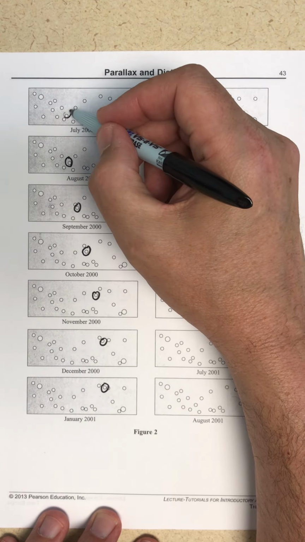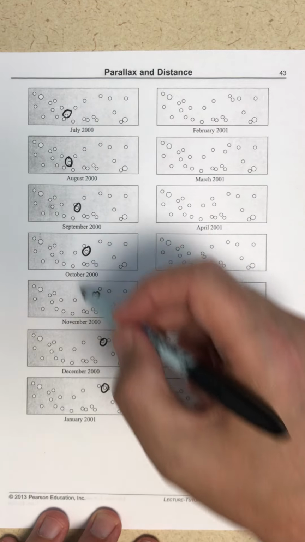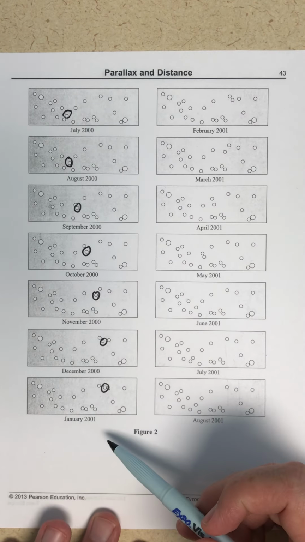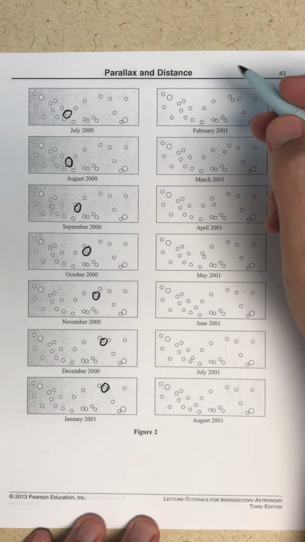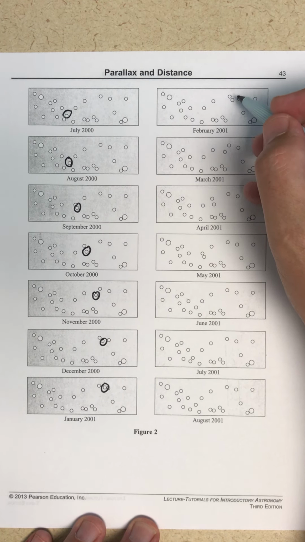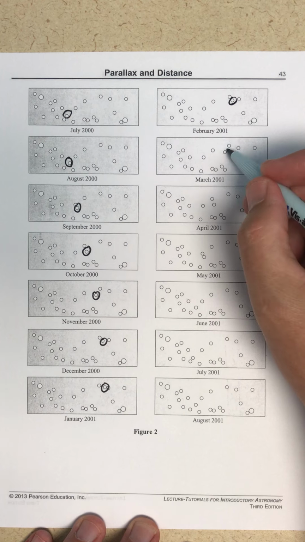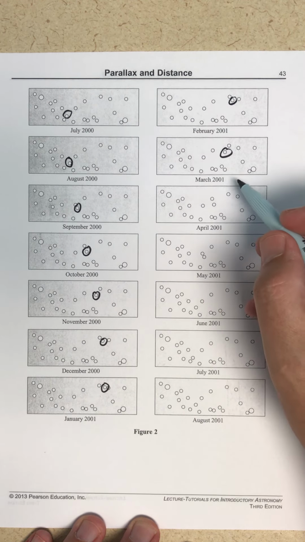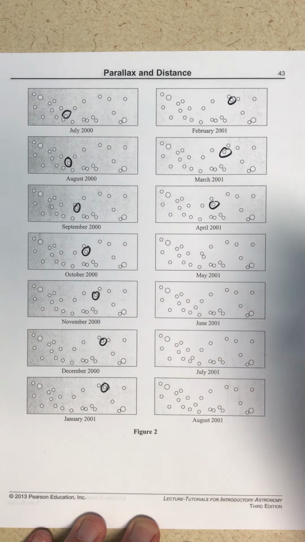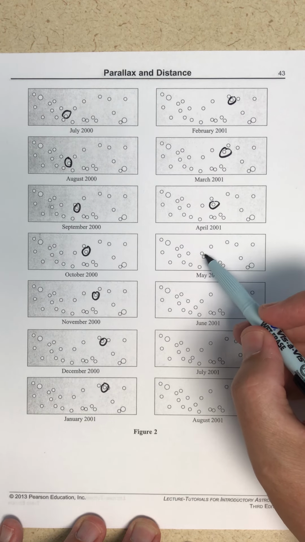So it's gone part of its motion from July to January. From January comes February. Now it's going to come back to its starting point.